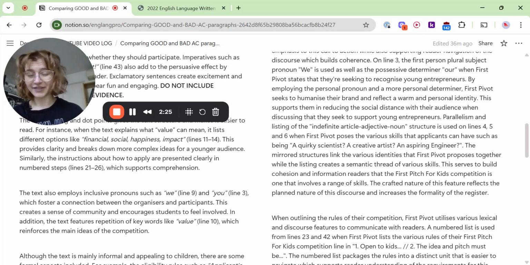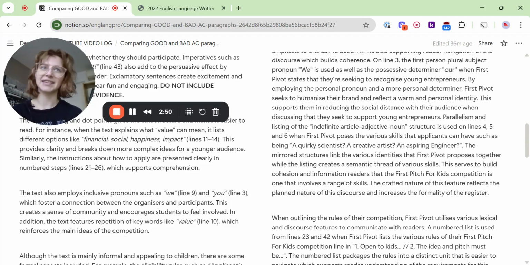First Pivot poses the various skills that applicants can have, such as a quirky scientist, creative artist, aspiring engineer. Mirrored structures, so parallelism, link the various identities that First Pivot proposes together, while the listing creates a semantic thread of various skills. It's kind of hard to describe listing sometimes. I quite like the semantic thread, but it's a little bit abstract, and that's okay.